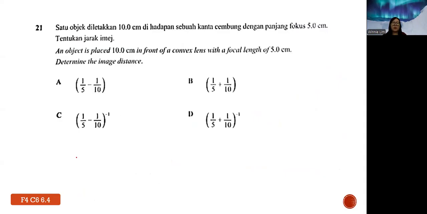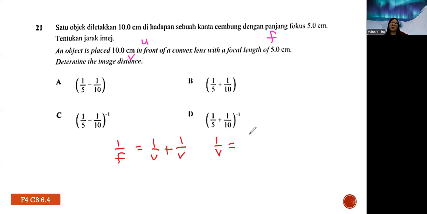Okay, next, 21. This is under the lens equation. An object is placed 10 cm in front of a convex lens. This 10 cm is the object distance, with a focal length of 5 cm. Determine the image distance. What is the lens formula? 1 over f equals 1 over u plus 1 over v. And I want to find the image distance.